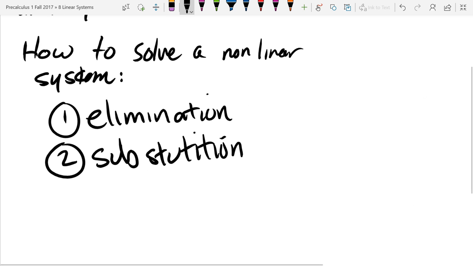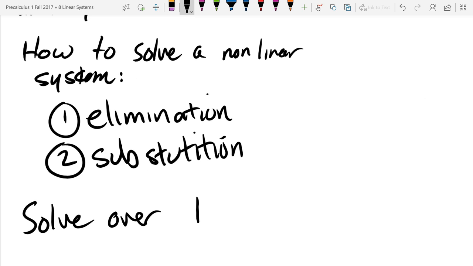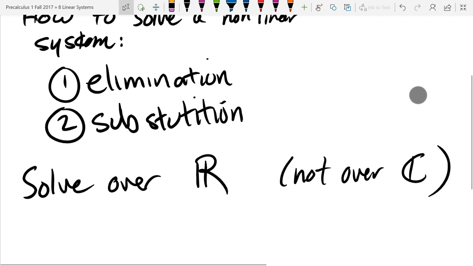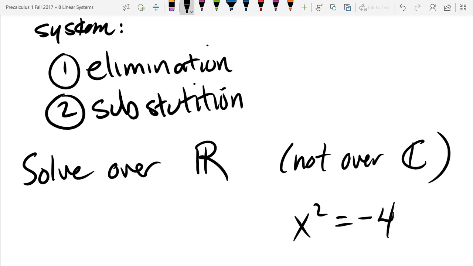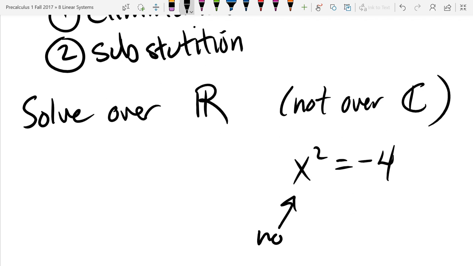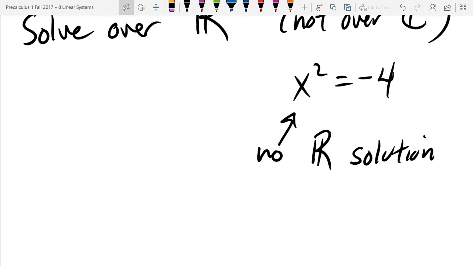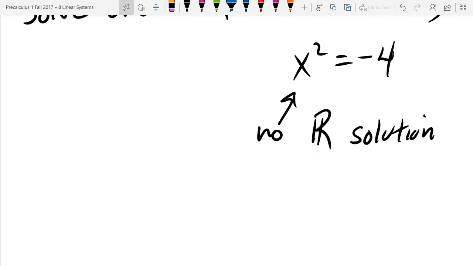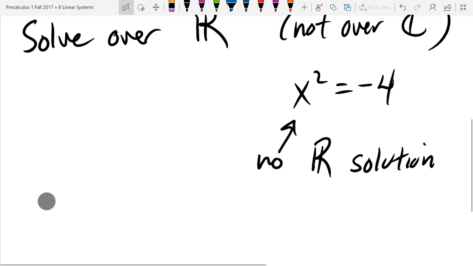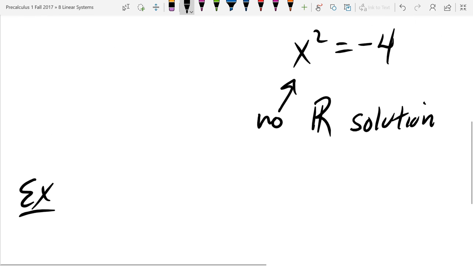Now, all these systems we're going to look at, we're going to solve over the real numbers, not over the complex numbers. So if there are complex solutions, we're not going to worry about those. What that means is if you get down to a situation where x squared equals negative 4, you'll know that there is no real solution for this. If you get to some point where x squared is negative, you would say no real solution in this case. Now, of course, if x squared is positive 4, there would be 2 and negative 2. That would work. But this is an example of an equation not having a real solution. So we're just going to do examples in this section.